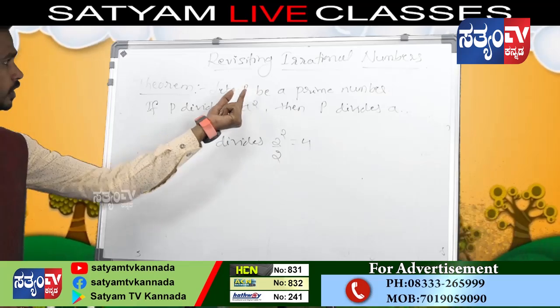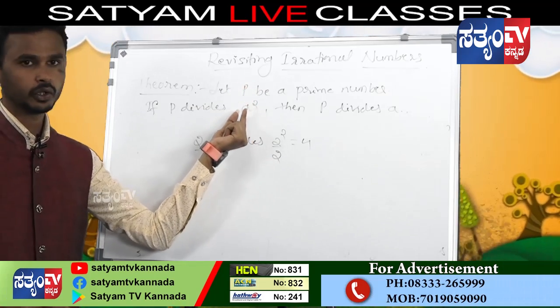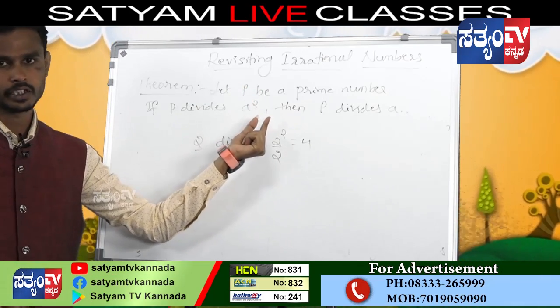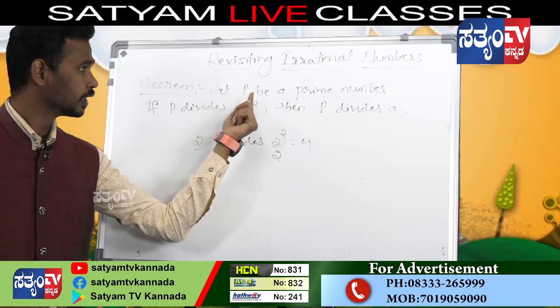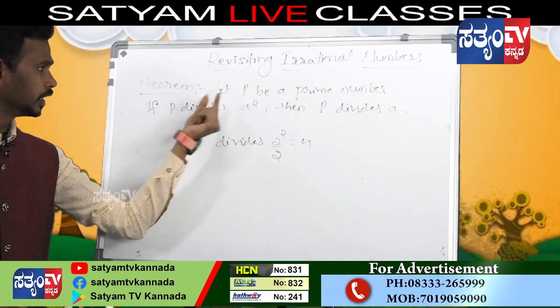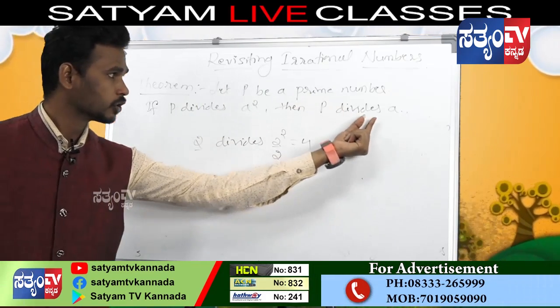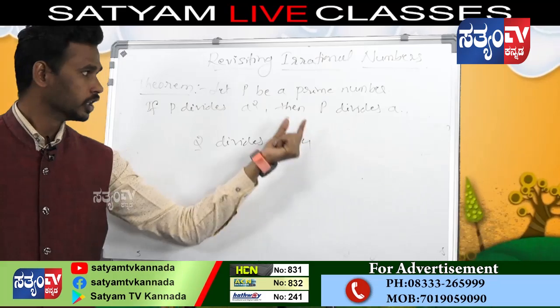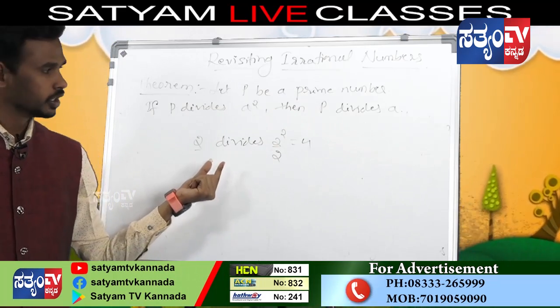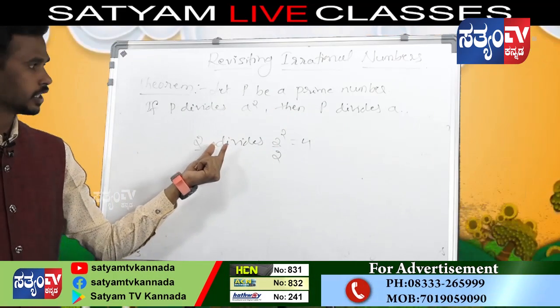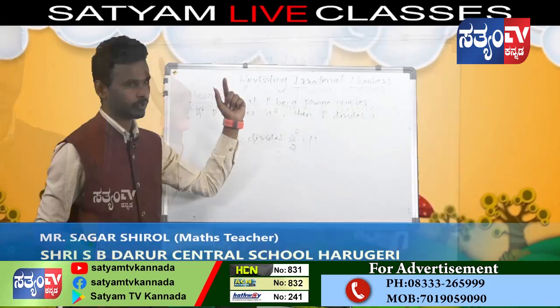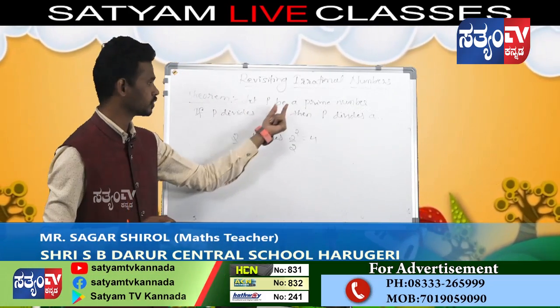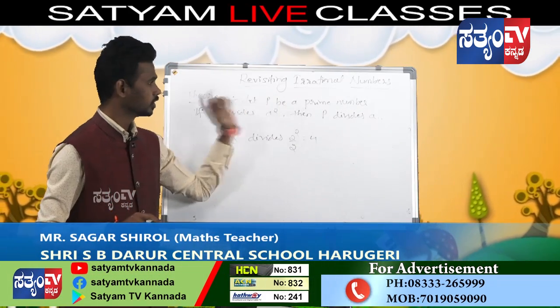This is the theorem. We are going to use this in solving the next problems. That is, let P be a prime number. If P divides A square, then P also divides A. We are going to use this theorem in solving the next examples. Just see that statement, not the proof. The proof is not there for you. This is just the statement.